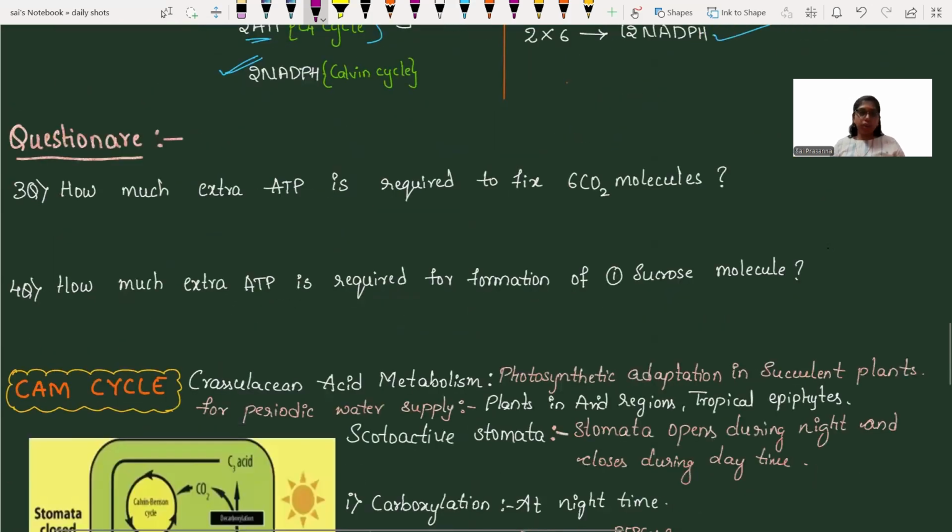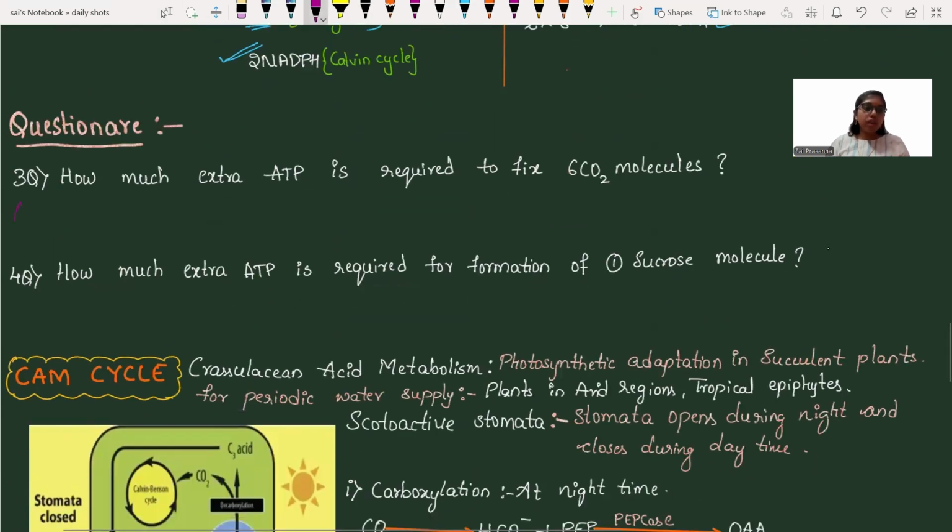And now we will exercise a few questions. Okay. Firstly, how much extra ATP is required to fix 6 carbon dioxide molecules? I already told you, to fix 1 carbon dioxide, the extra ATP utilized by the C4 cycle is 2 ATP. Now to fix 6 carbon dioxide molecules, how much extra ATP has to be utilized? 6 times 2 means 12 extra ATP are utilized to fix 6 carbon dioxide molecules.